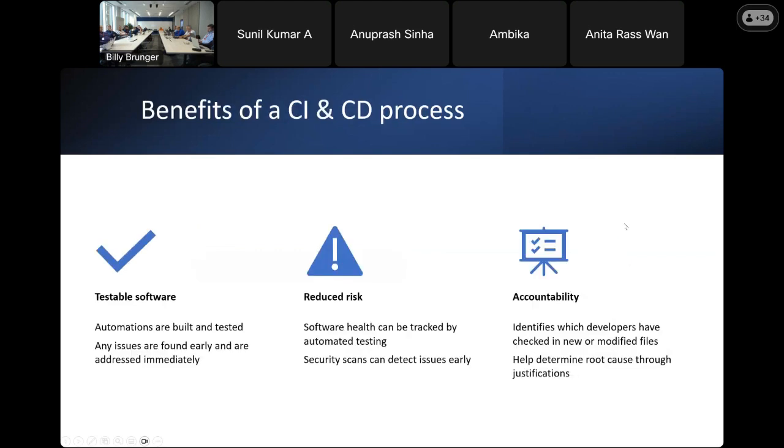So the benefits: you have testable software, right? You push it through, you can get it set up on a system, and then you're able to test with it. You can reduce risk. The nice part about having a repeatable process is where it came from. It's usually versioned quite well. You know who did it. And so you're able to reduce the risk of these automations coming through.